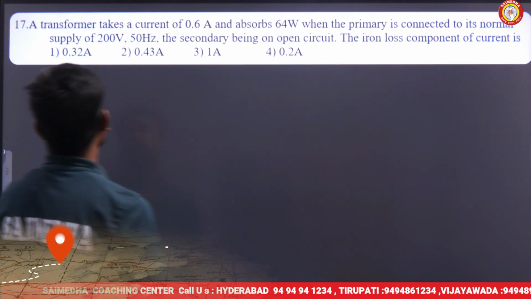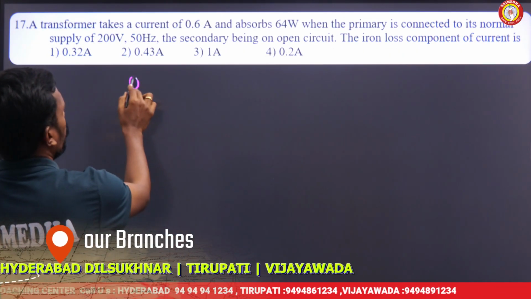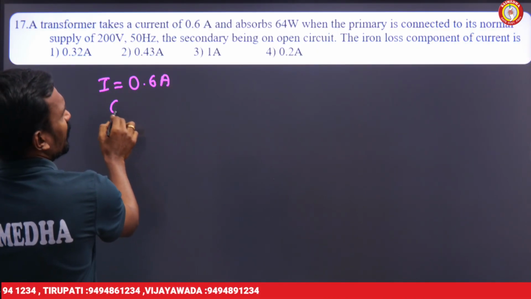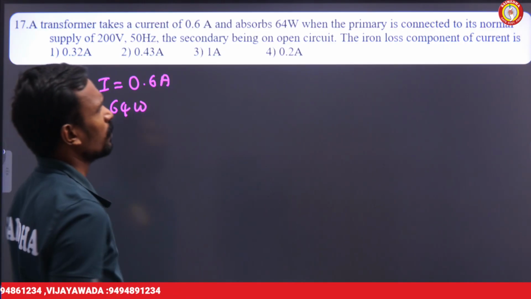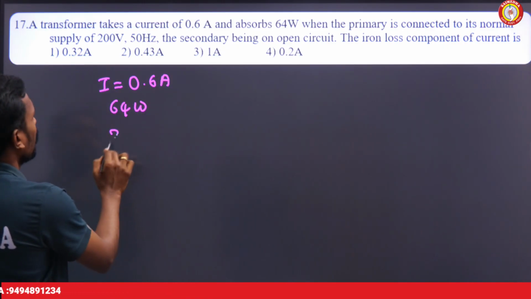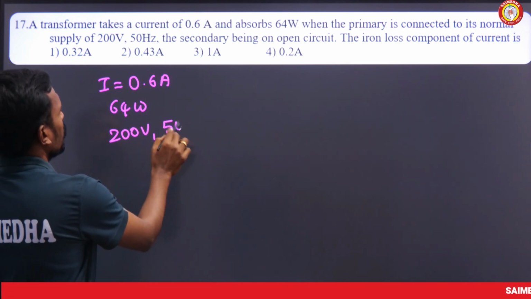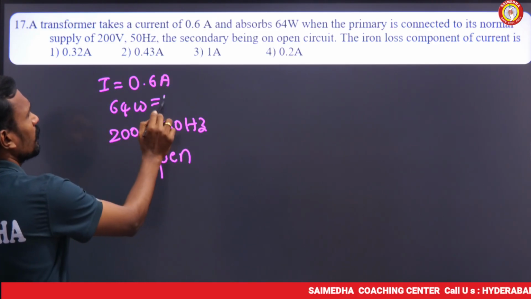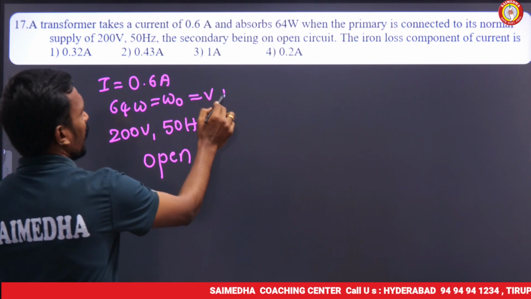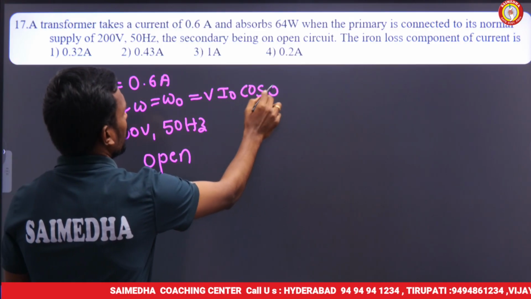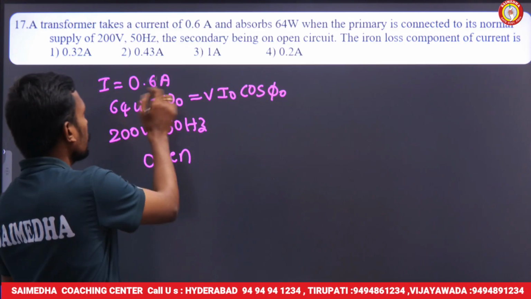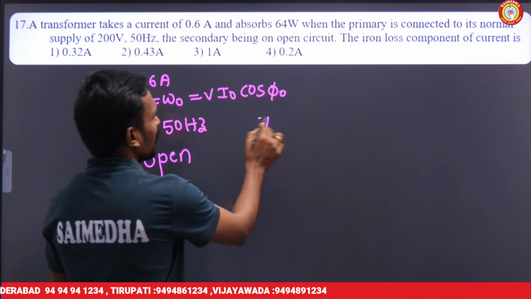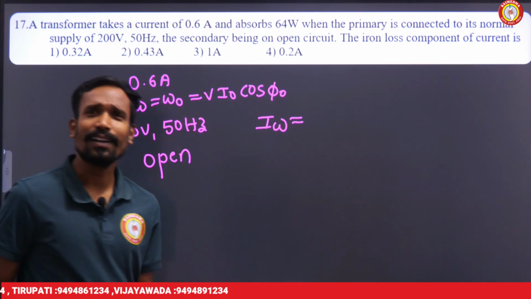Next, a transformer takes a current of 0.6 amperes, absorbing 64 watts. The primary is connected to its normal supply of 200 volts, 50 hertz, and the secondary is open circuited. Nothing but this is W naught, which is V I naught cos phi naught. Nothing but this is I naught. They are asking for the iron loss component of current, the loss component.